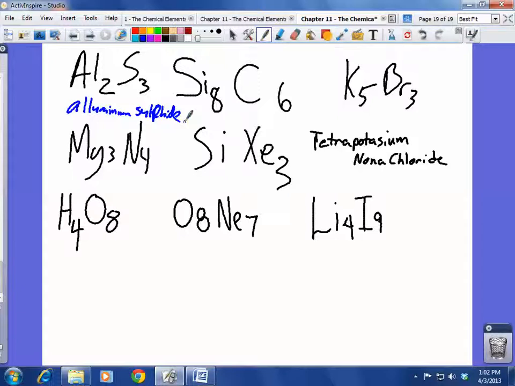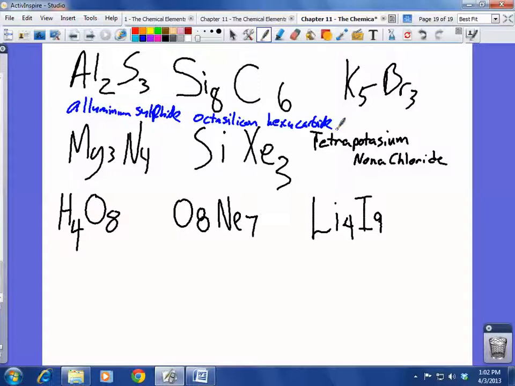Si8C6. Yeah, that silicon's right to the right there. So yeah, we have octasilicon hexacarbide. Okay, and I'm getting sick of writing these, so we'll just say these last ones. All right.